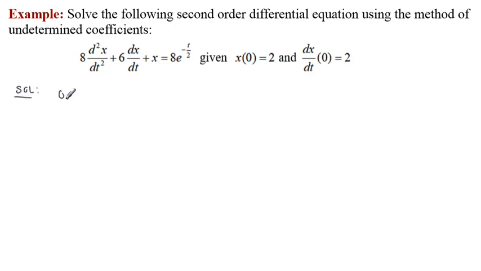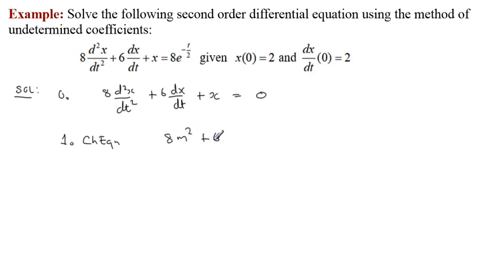we set our equation as a homogeneous equation, which is 8 d2x/dt2 plus 6 dx/dt plus x equals 0. Moving forward, we get our characteristic equation, which is going to be 8m squared plus 6m plus 1 equals 0.